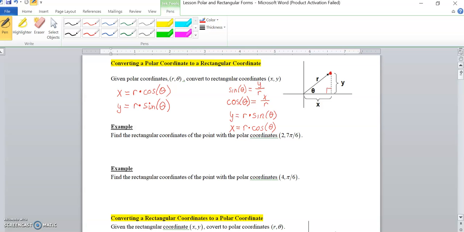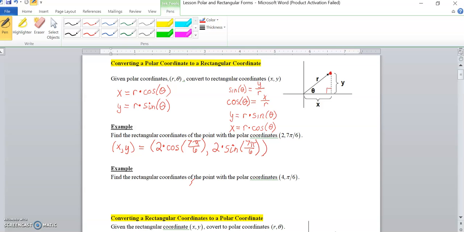So here's an example. We now have the polar coordinate 2, 7 pi over 6. So in order to get our x, y, we say that that is the same as r cosine of theta. Well, r is 2, so 2 times cosine of our theta. Theta is 7 pi over 6. And the y coordinate is r sine of 7 pi over 6.